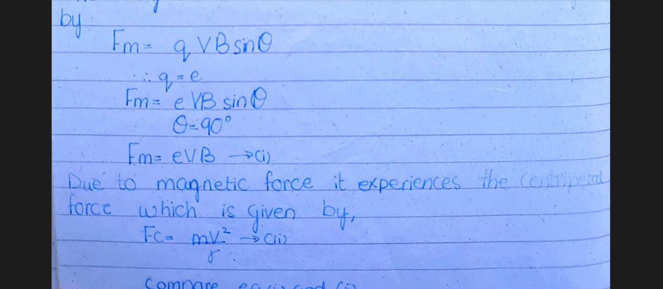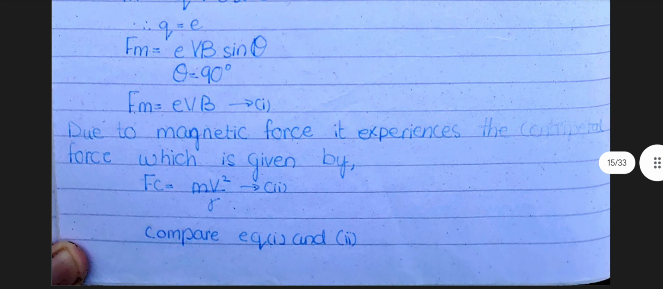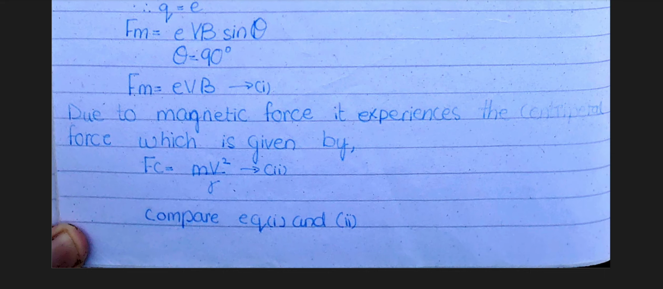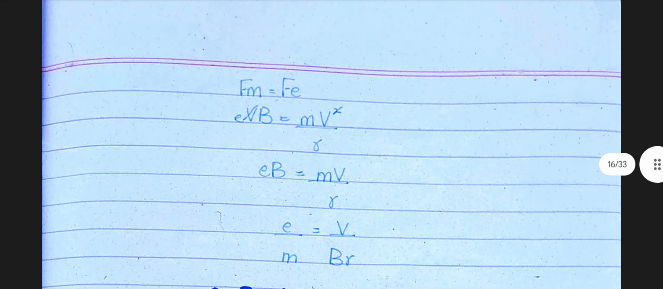Due to magnetic force it experiences the centripetal force, which is given by Fc is equal to mv square upon r. Compare equation 1 and equation 2. Fm is equal to Fe. EVB is equal to mv square upon r. EB is equal to mv upon r. E upon m is equal to v upon Br.